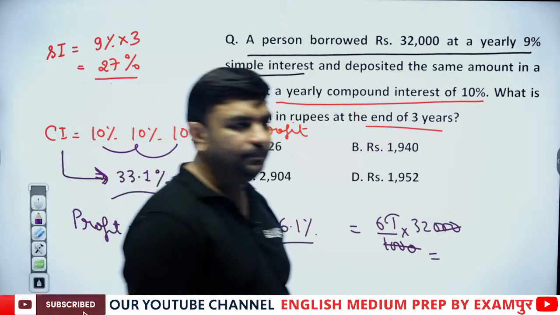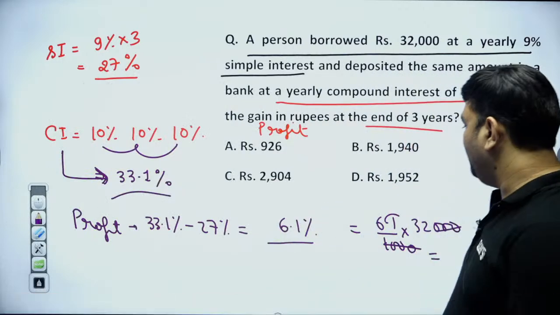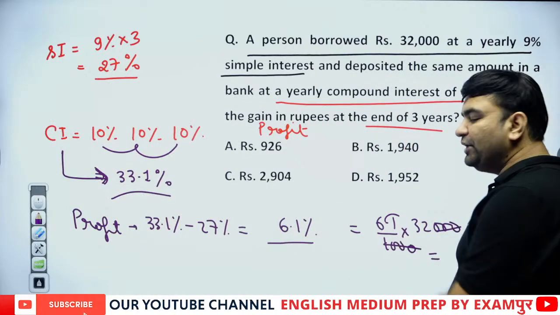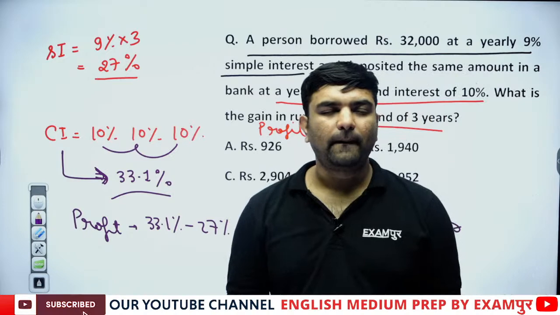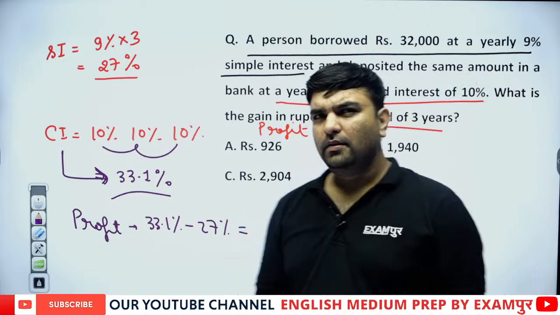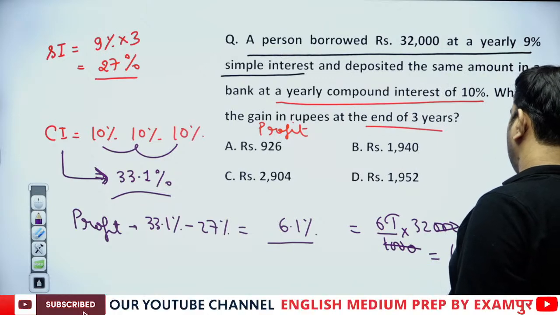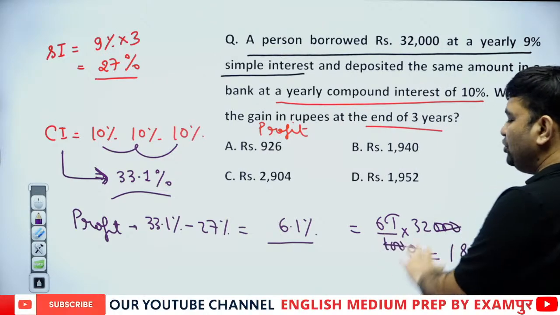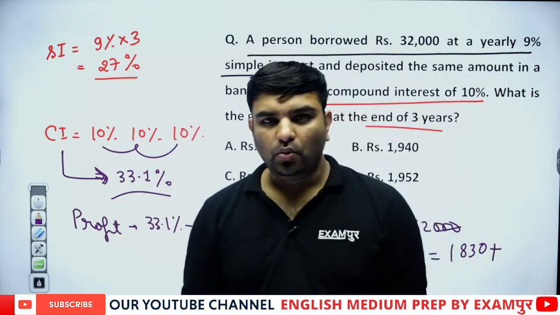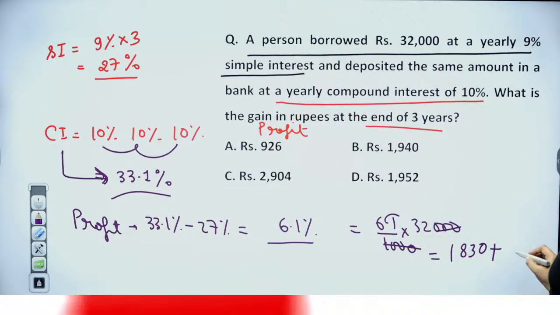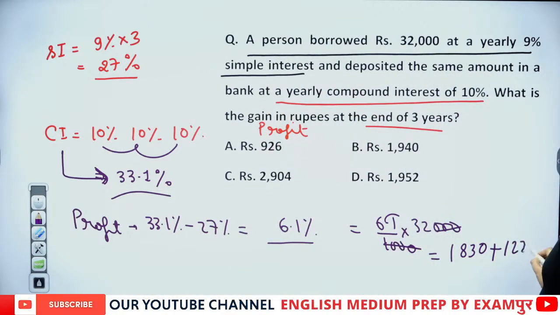61 into 32. 61 into 30 is 1830. And 61 into 2 is 122. So the total is 1952.